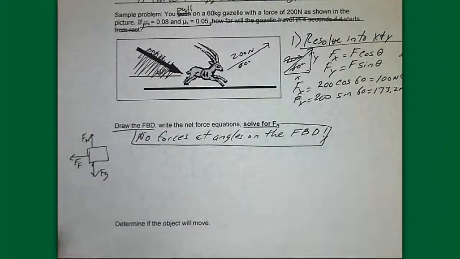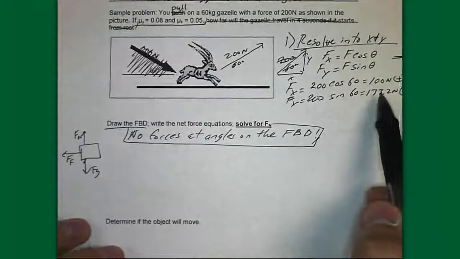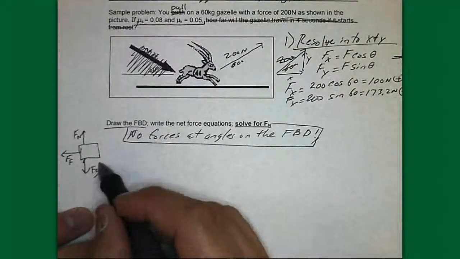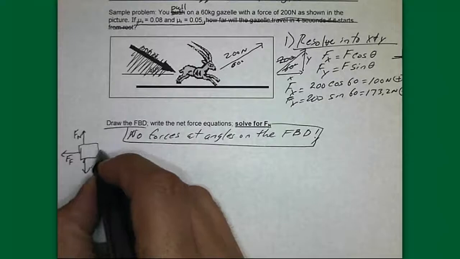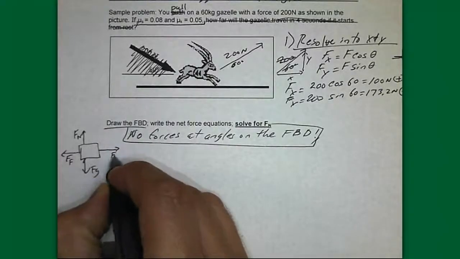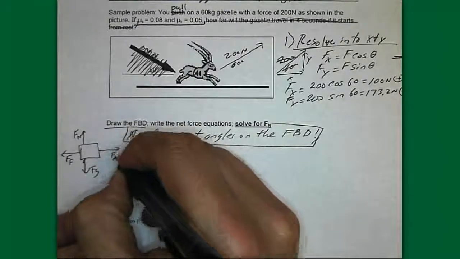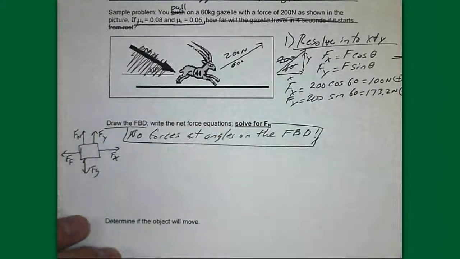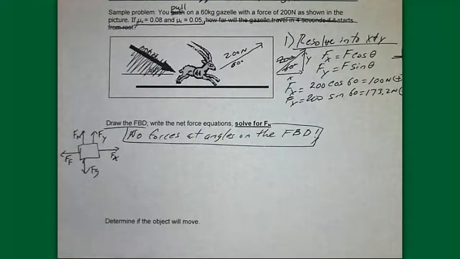It's my preference, but I think it works. No forces at angles on the free body diagram. Instead of that, once you resolve these, take the x and the y components and put those in here to your free body diagram. There's your x component, and here is your y component. That's our completed free body diagram.